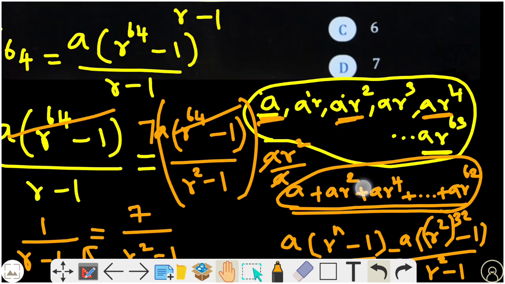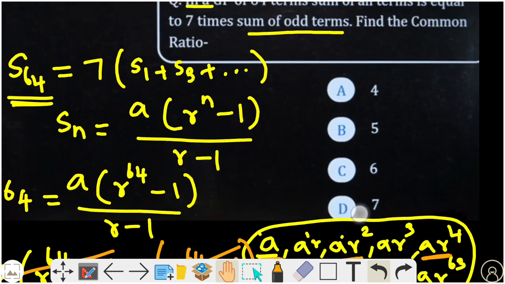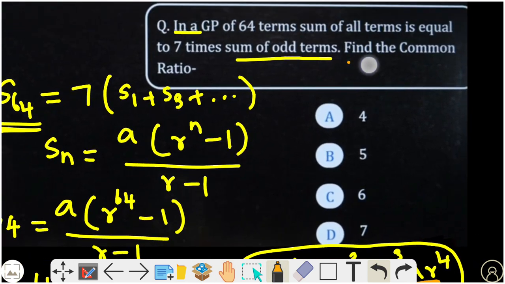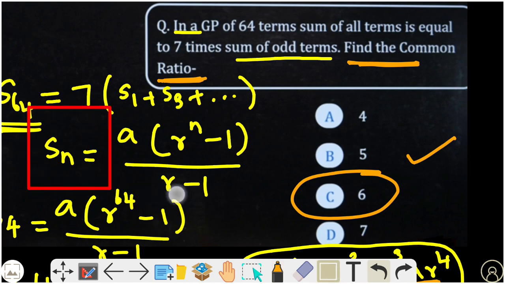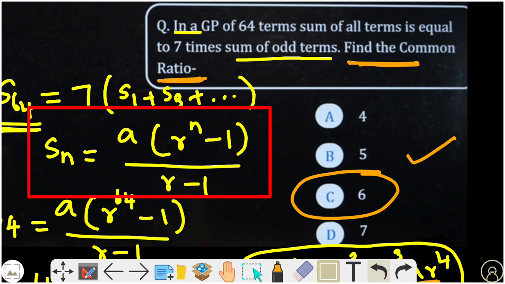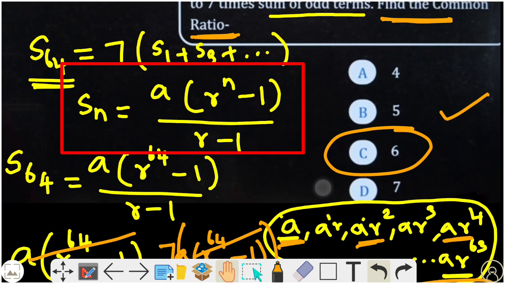They asked about the common ratio. Look at the question. What is the common ratio? So the common ratio is 6. That is the correct answer for the first question. So very easy. We need to know the Sn formula. In GP, the sum of n terms is a into r power n minus 1 divided by r minus 1. So initially it is very easy.